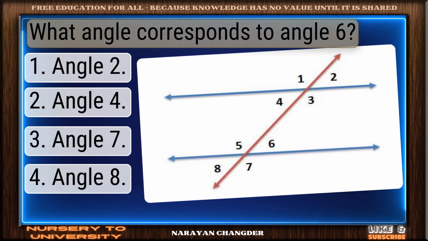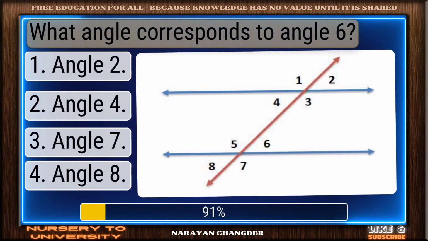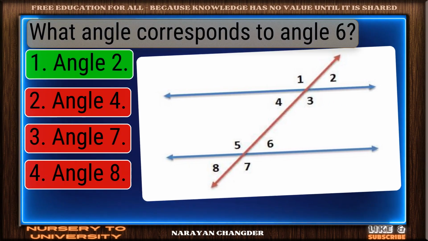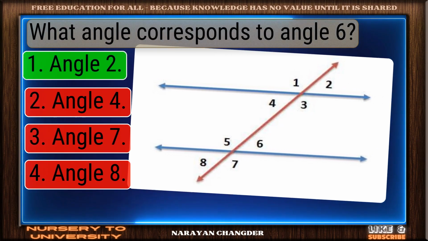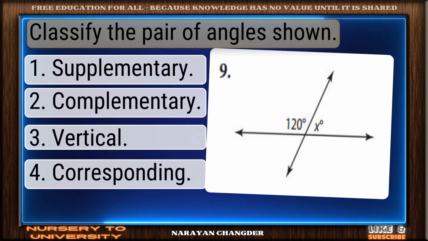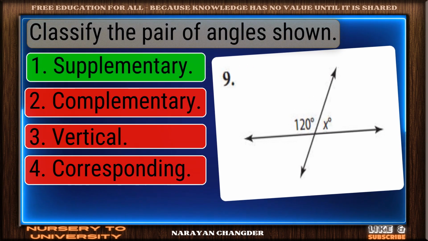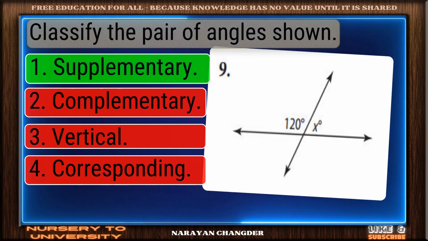Question number 22. What angle corresponds to angle 6? Strong choice. Angle 2 is the right answer. Question number 23. Classify the pair of angles shown. Smart pick. Supplementary is the correct choice.